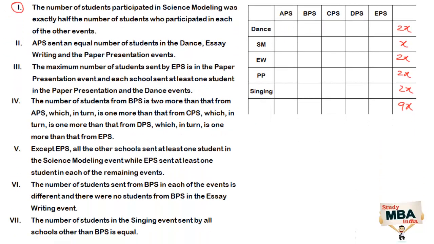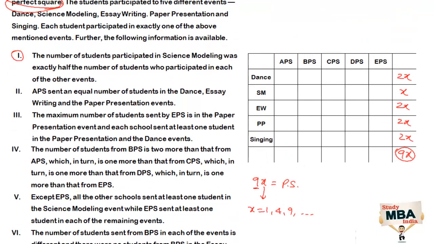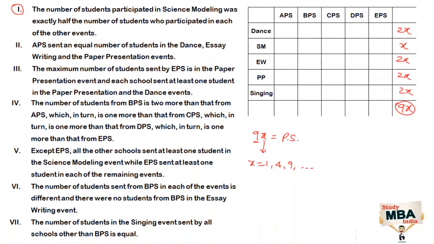And here we have identified that the total number of students is 9x, and this 9x has to be a perfect square which is between 10 and 50. So if 9x is a perfect square, then obviously we can say that since 9 is a perfect square, x also has to be a perfect square, then only the product will also be a perfect square. So the possible value of x is either 1, 4, 9, so and so forth, right? So if I put the value of x to be 1, then the total number of students is 9, but there are at least 10 students who are participating in the event. So we can say that the value of x cannot be 1.